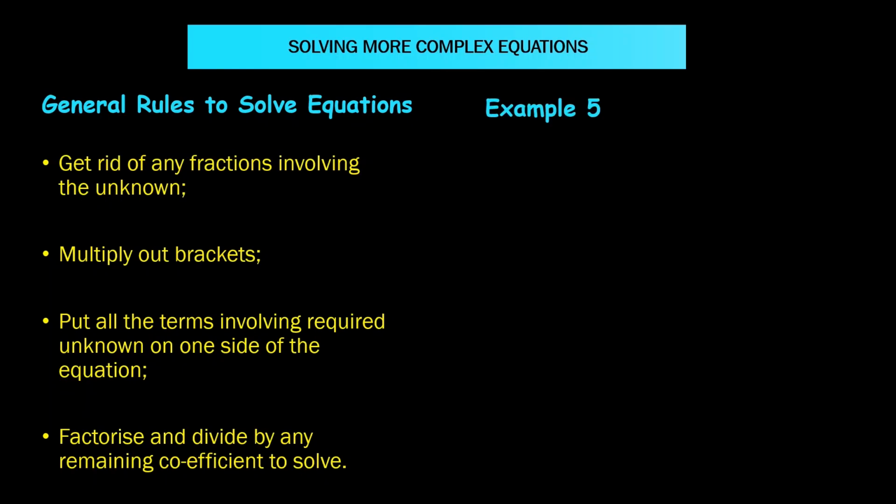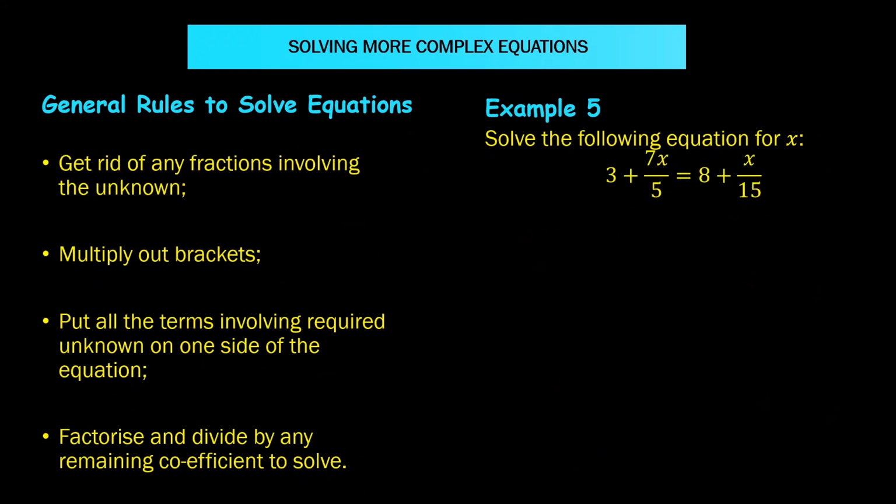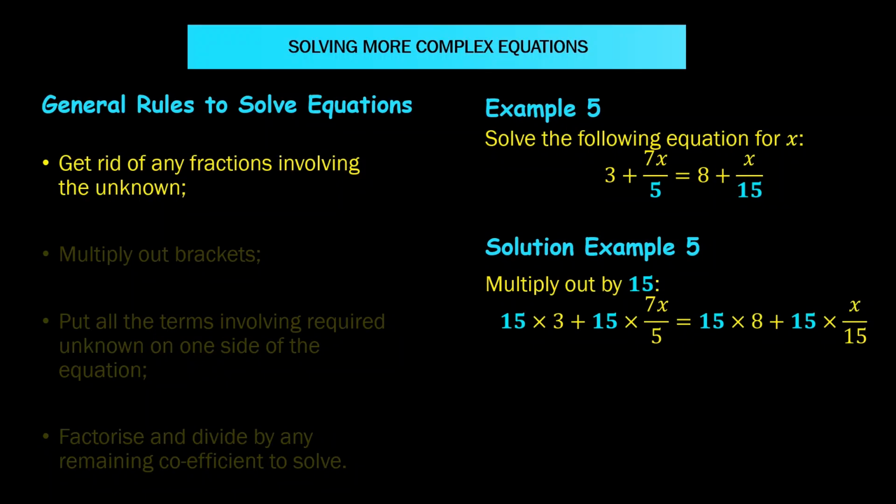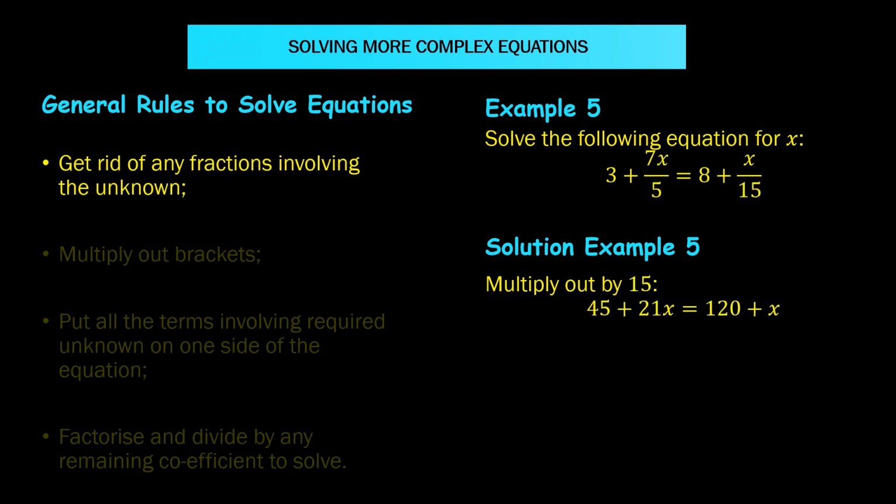Let's take a look at an example. If we're required to solve this equation for x, then we begin by multiplying out by 15, as we want to get rid of any fractions which involve the unknown, and multiplying out by 15 will do the trick, as shown here. This tidies up to this expression: 45 plus 21x equals 120 plus x, and notice that all the fractions have now disappeared.